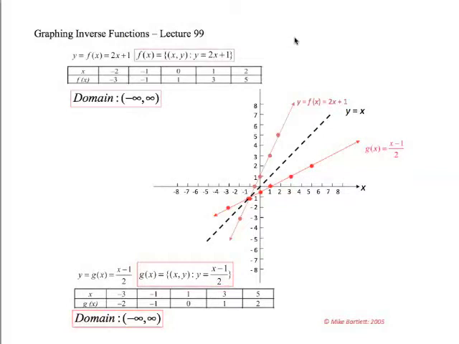Okay, in this lecture we're going to talk about graphing inverse functions. Now I've already talked about how to find an inverse function. The first thing is, of course, that the function must be one-to-one. So let's look at an easy example here.